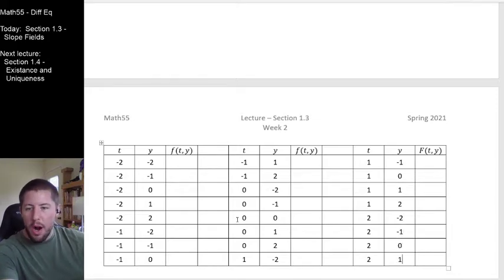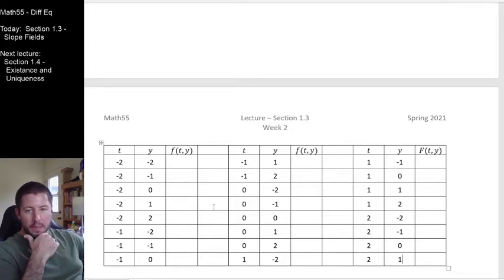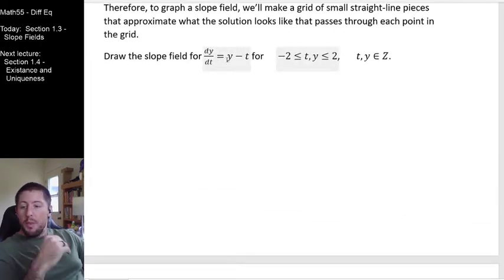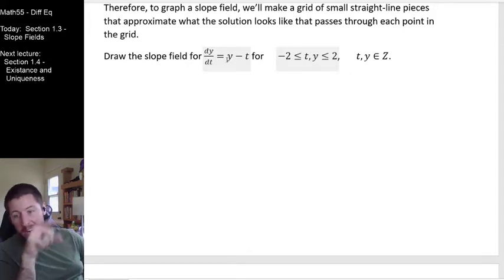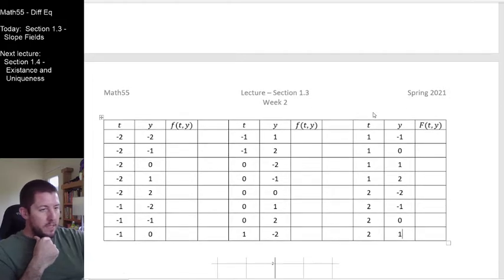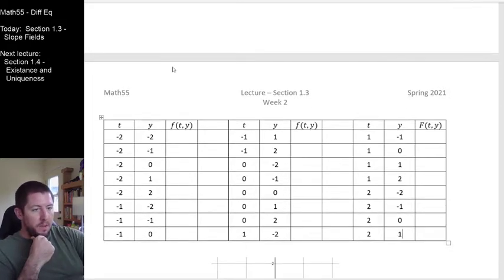And then again, I'm sure I'm missing one. I'll tack that on in the corner down there. So our intention was to use this differential equation to compute what the slope should be at all those. I've identified 24 points so far with the 25th one in there. dy/dt equals y minus t. So I'm thinking to myself, we've got here dy/dt equals y minus t.